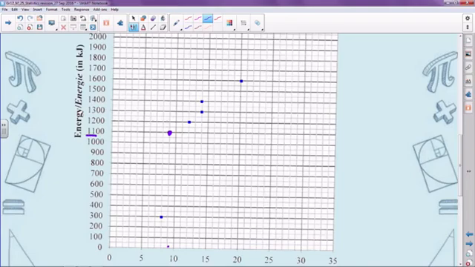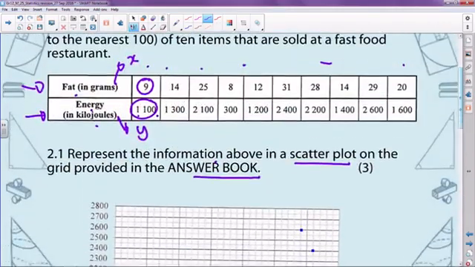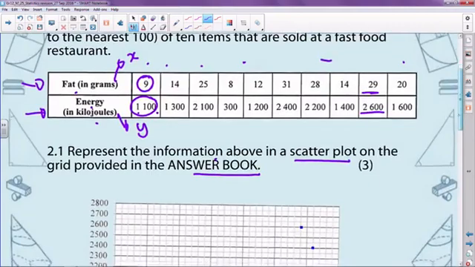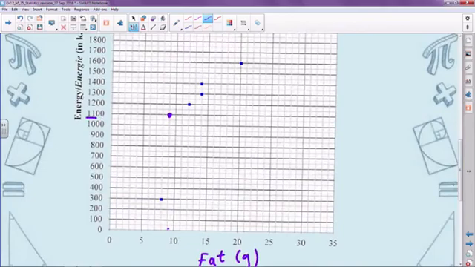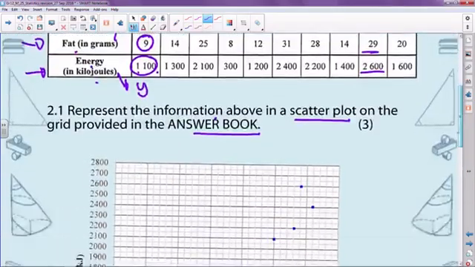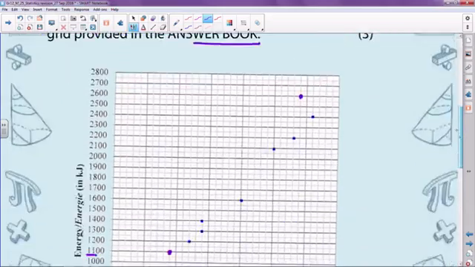We go through the rest of the points in the same way and plot each of them. Let's take one further into the table. When the fat content is 29, the energy released is 2,600 kilojoules. So I'll go to 29 on my horizontal axis. 29 is just before 30, so it's that one there. We go up to where it meets 2,600 on the y-axis, which is your kilojoules released. And where those two meet, 29 and 2,600, we put a dot.